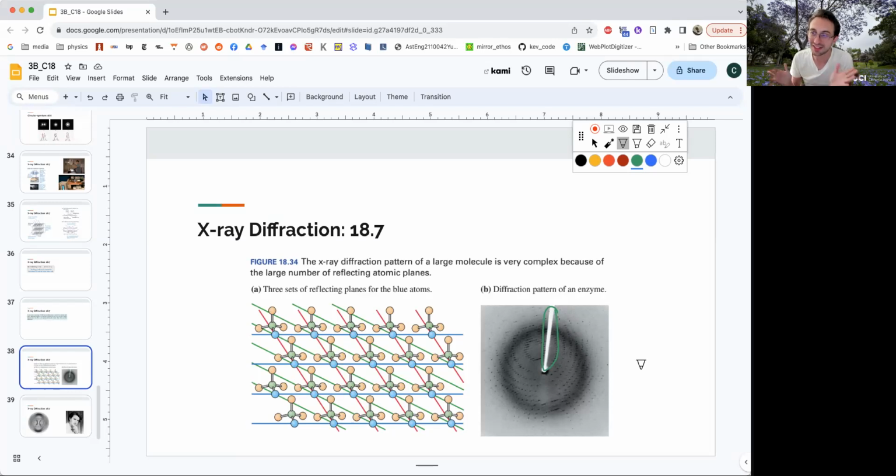And so for this particular enzyme, I don't know exactly how to interpret this, but there's a whole field of study where all people do is get these weird pictures and find ways to interpret them. And that's actually how we know so much about what molecules look like, and especially biological molecules that are very complex.